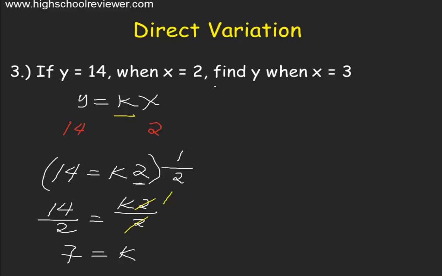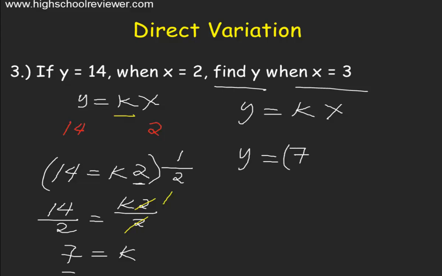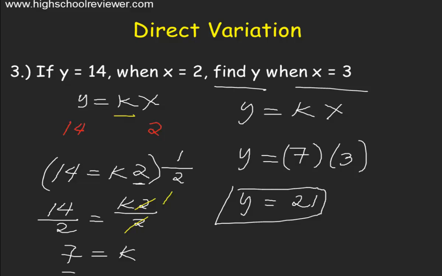Now, we need to find y when x is equal to 3. So y here will be equal to k times x. We are going to find y. So y will be equal to, the value for k is 7. So this will be 7 multiplied by x, which is 3. So our y here will be 7 multiplied by 3, or 21. y equals 21 is our answer for number 3.